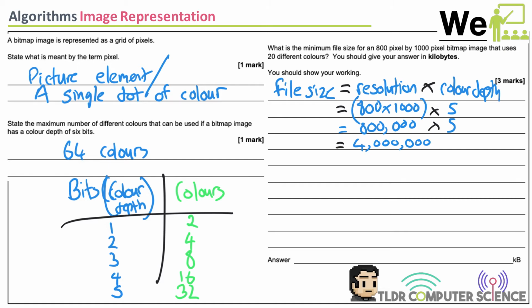So we need to convert it into kilobytes. First of all, we divide it by 8. Why do we divide it by 8? Because there are 8 bits in a byte. So that's going to give us 500,000. Is that the answer to the question? So a kilobyte is 1,000 bytes, so then we'd have to divide that by 1,000 to give us the answer that we're looking for, which is 500 kilobytes.